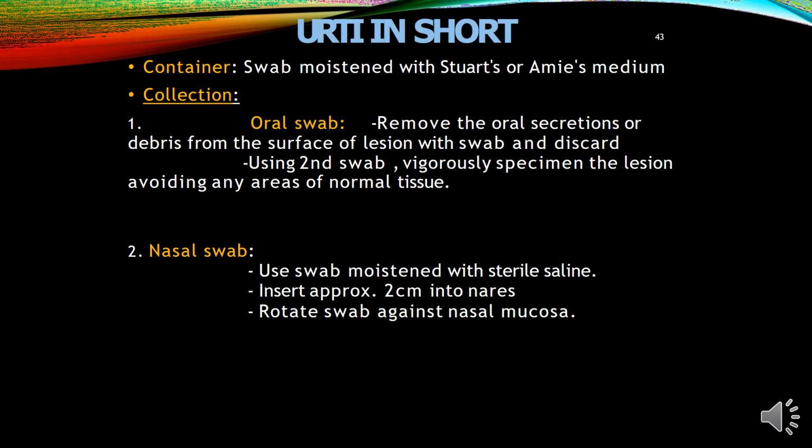If nose or skin infection specimens are also taken from the patient. So, in gist, for upper respiratory tract infection, the container should be a swab moistened with Stuart's or Amies media. Collection of an oral swab must be done by removing oral secretions and debris from the surface of the lesion, and swabbing vigorously. The specimen from the lesion should be taken, avoiding any normal tissue.